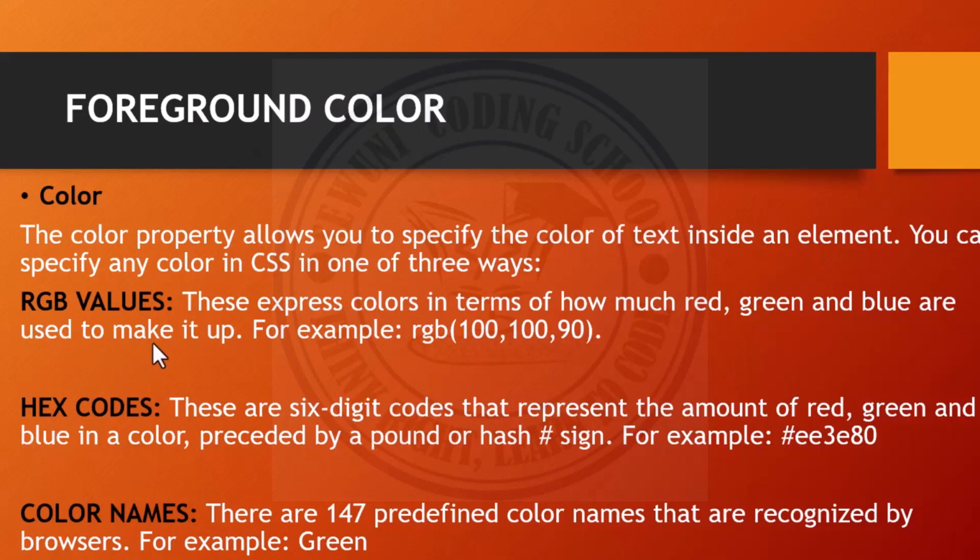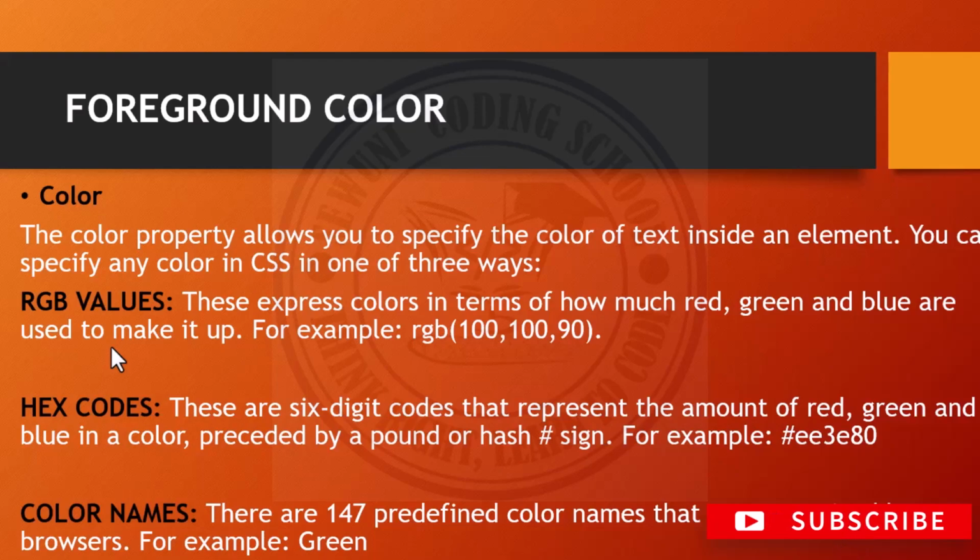Three different ways color can be specified. One is the RGB. I told you the RGB stands for red, green, and blue. Color experts explain that almost every color can be formed by using an amount of red, an amount of green, and an amount of blue put together.